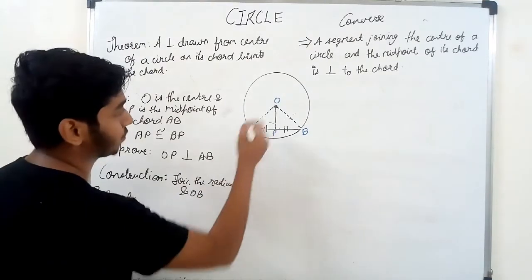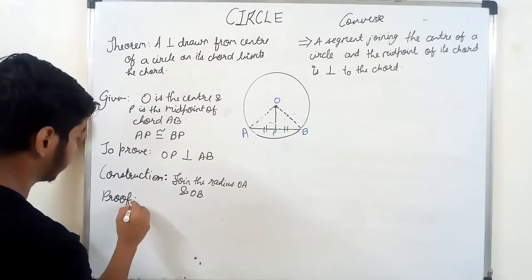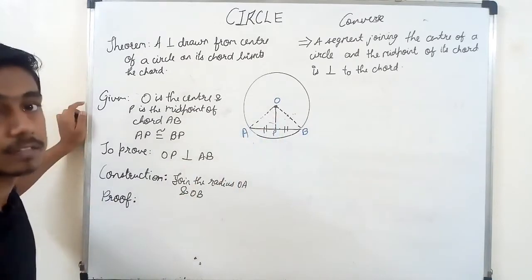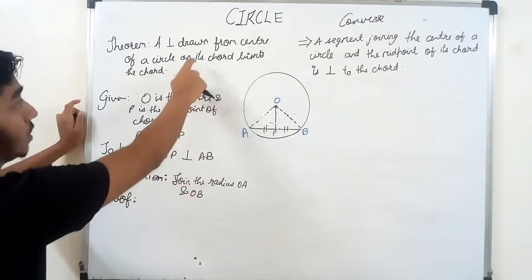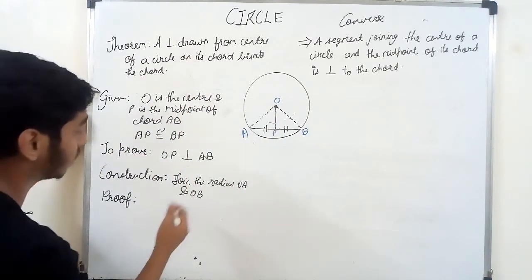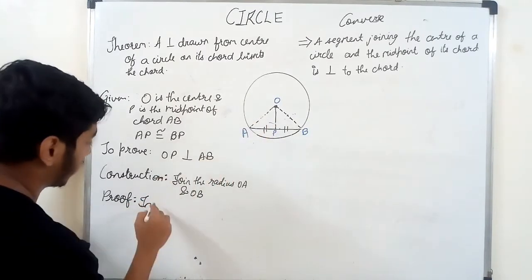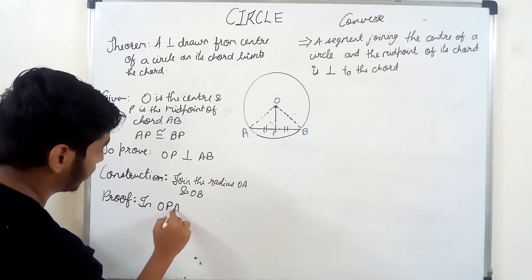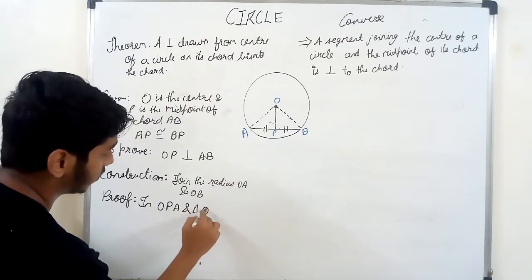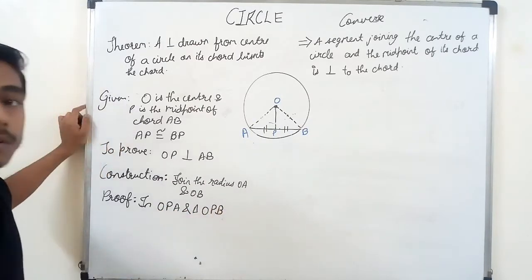We'll take two triangles here again. Same way, it's similar to how we did for this theorem. Same way in the proof. So we'll take triangle OPA and triangle OPB.